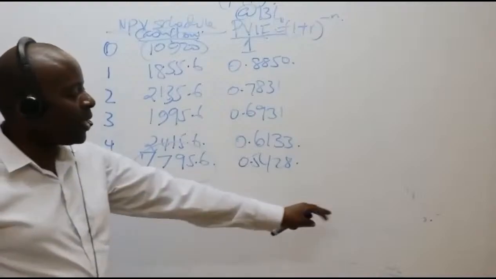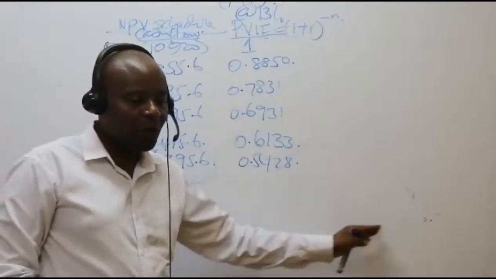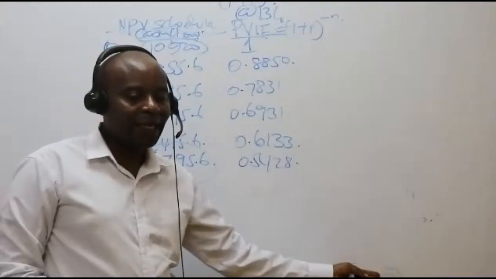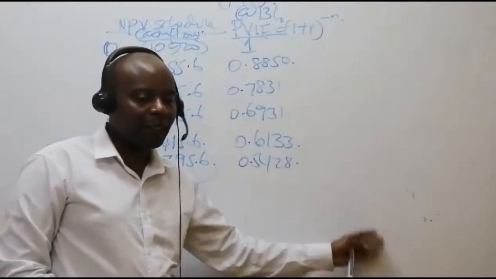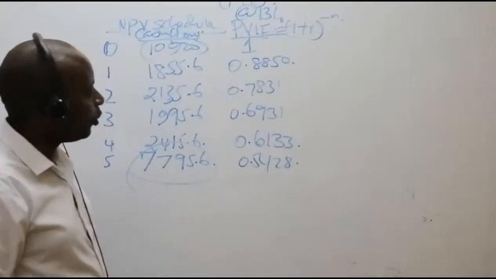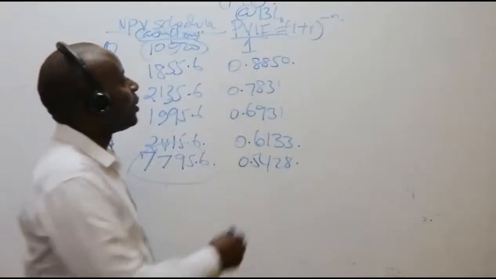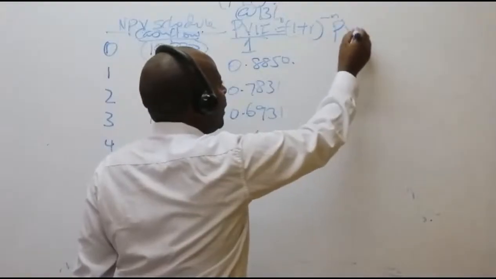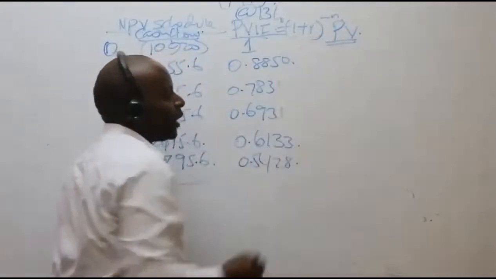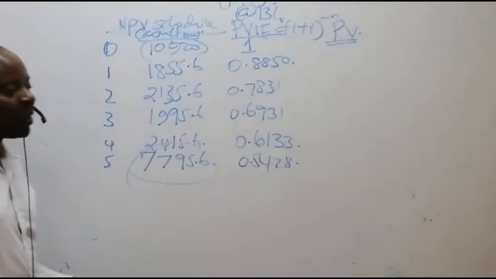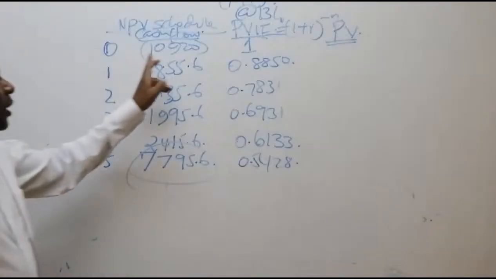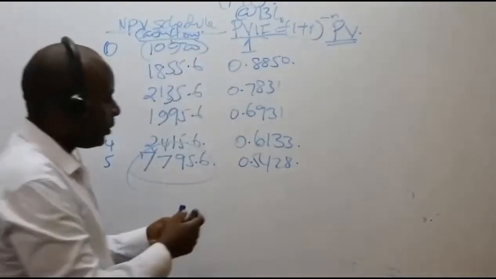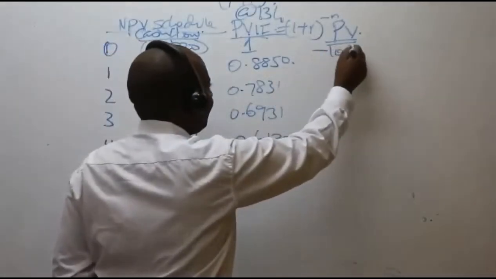There is a student who is asking how we got this figure. Remember this figure in year number 5. We had our operational cash flow. We came and added our terminal cash flow. Now, having gotten this, ladies and gentlemen, come and multiply this to give us our discounted cash flows, to give us our present values. So present values, what do we have? 10,920 times 1. So this gives me negative 10,920.